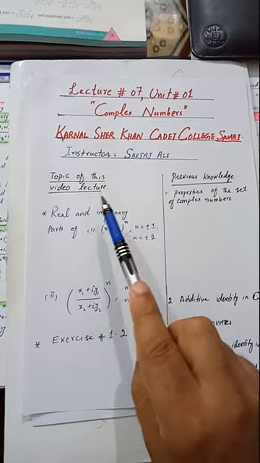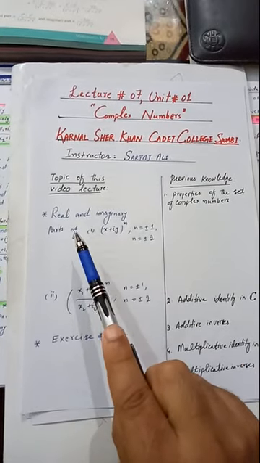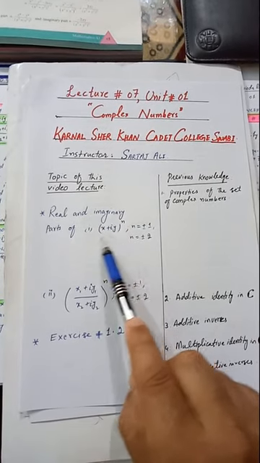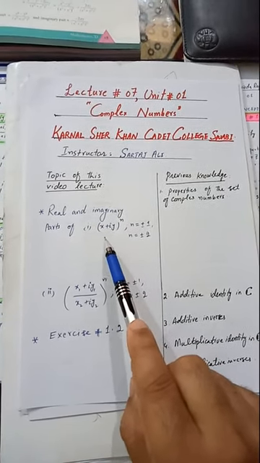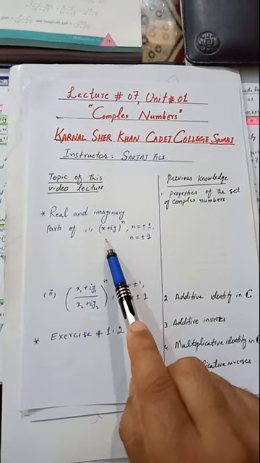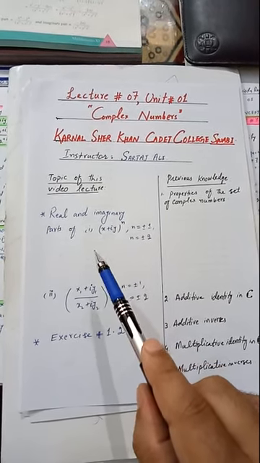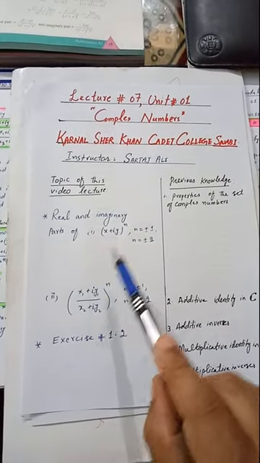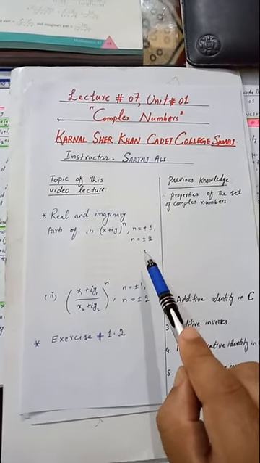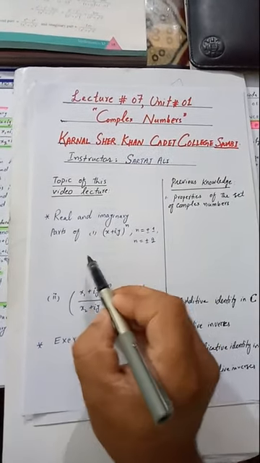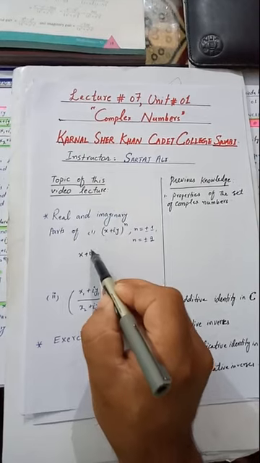The topic of this video lecture is real and imaginary parts of such type of a complex expression. If we are given (x + iy)^n, how can we find its real and imaginary parts? n may be +1 or -1, +1 or -2. We know that x + iy is a complex number.